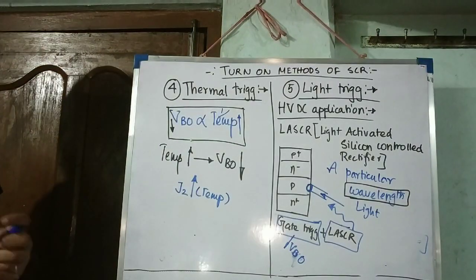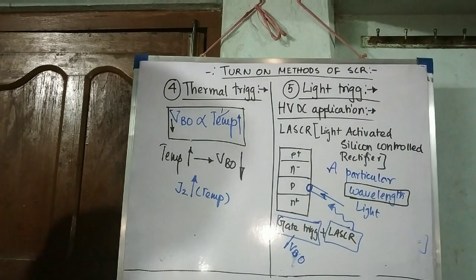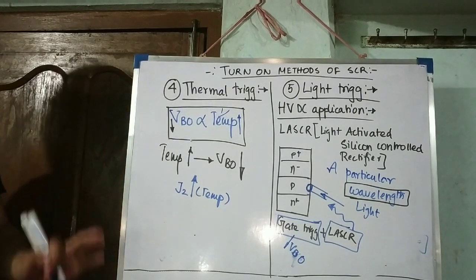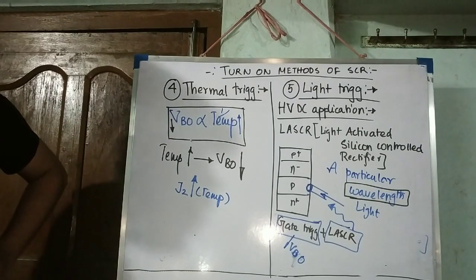So these are the 5 methods of turn on or triggering of the SCR. Now we will see a kind of numerical, the latching current based numerical for the case of SCR.